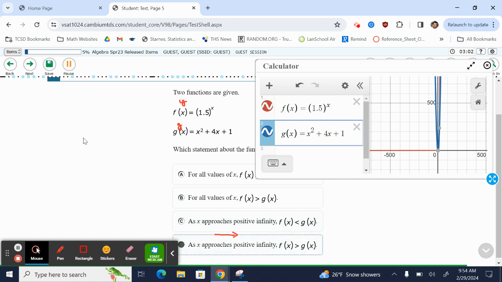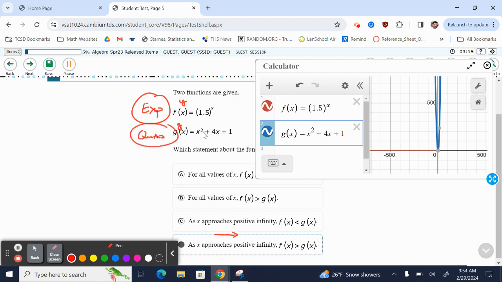Now, as a rule of thumb, right, exponential graphs always grow the fastest. So this is an exponential because the exponent is the x. This is a quadratic because the exponent is a 2. Exponentials always grow the fastest. So that's just a good rule of thumb to keep in mind.